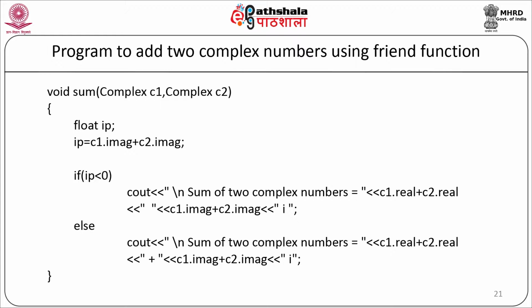Here float ip will be our one variable. ip will be equal to c1.imaginary plus c2.imaginary. Now here if ip is less than 0, cout sum of two complex numbers is c1.real plus c2.real, then the blank space and c1.imaginary plus c2.imaginary and i. Else, cout sum of two complex numbers is c1.real plus c2.real plus the c1.imaginary plus c2.imaginary and i value, and our function will end.